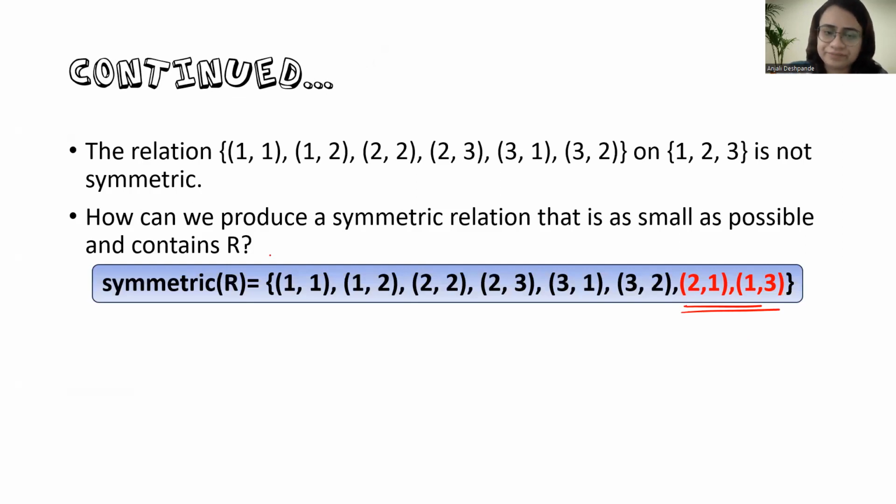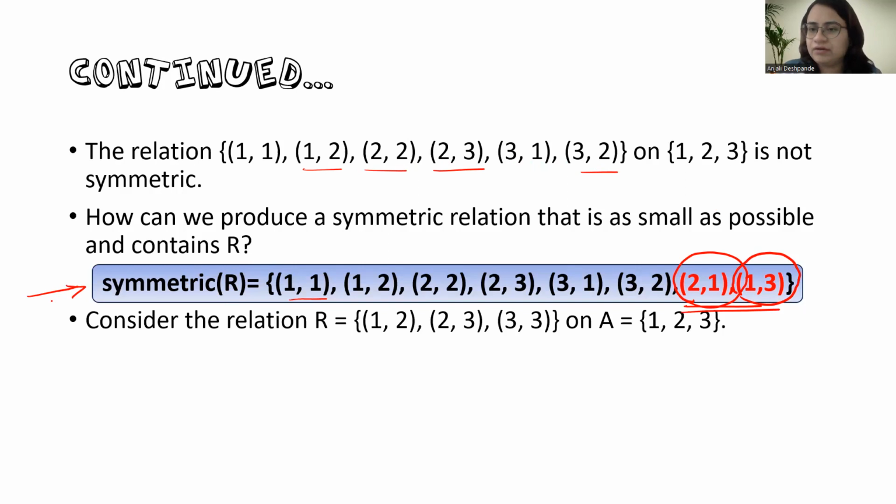So if you look closely, 1, 1, symmetric pair 1, 1. 1, 2, its symmetric pair 2, 1 was not present. So I added it explicitly. Next is 2, 2, its symmetric pair is 2, 2. 2, 3, symmetric pair 3, 2, which was present. 3, 1, symmetric pair 1, 3, which was not present. Therefore, I added it explicitly. So now if you observe, the relation R is symmetric. So this is nothing but the symmetric closure of R.